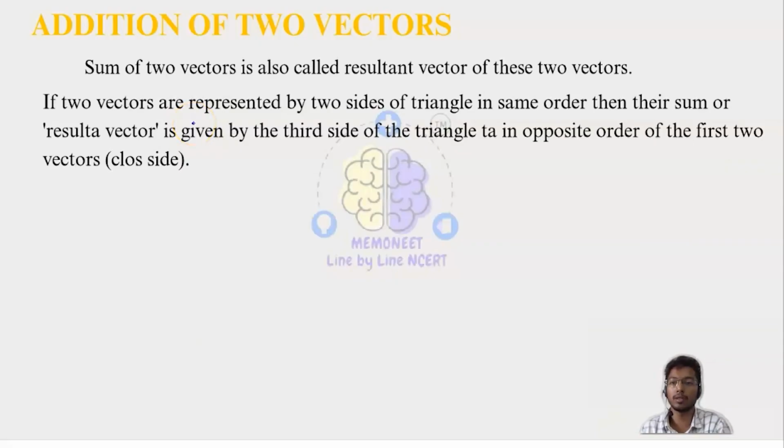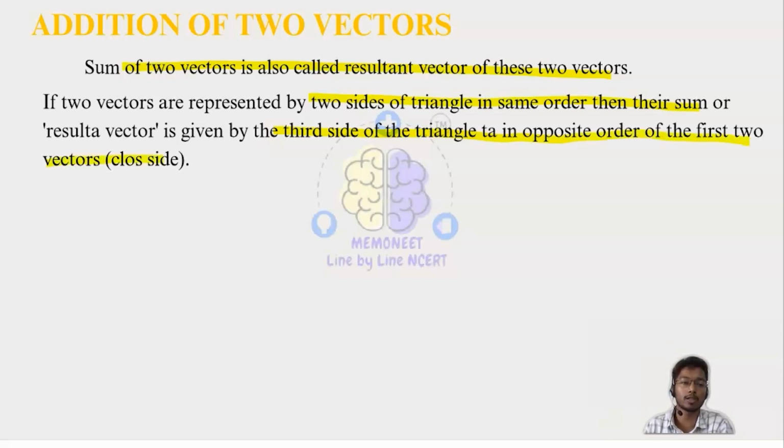So now start with the new concept, that is addition of two vectors. The sum of two vectors is the resultant vector of these two vectors. If two vectors are represented by two sides of a triangle in the same order, then their sum or the resultant vector is given by the third side of the triangle in opposite order of the first two vectors.